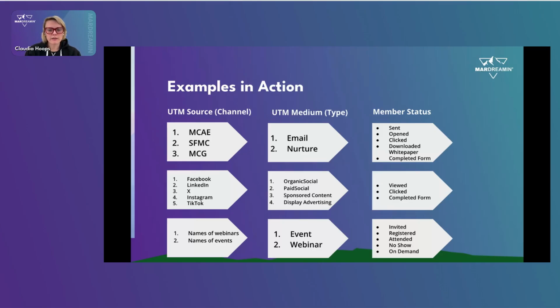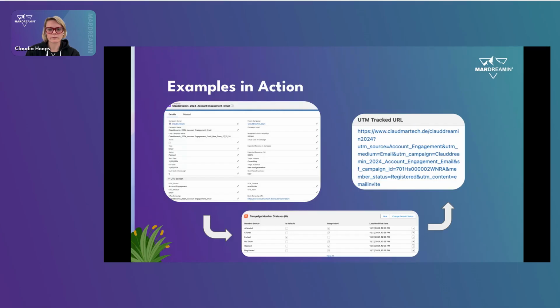And when running any events or webinars, we would add the specific name as a channel, like Cloud Dreaming 2024 in my example here, and then use them as campaign types or mediums with statuses such as invited, registered, attended, no-show, or on demand for a webinar. So I just wanted to give you a few examples of combinations. I hope you get where I'm coming from here, but it's obviously completely up to you how you would want to set this up in your marketing campaign setup.